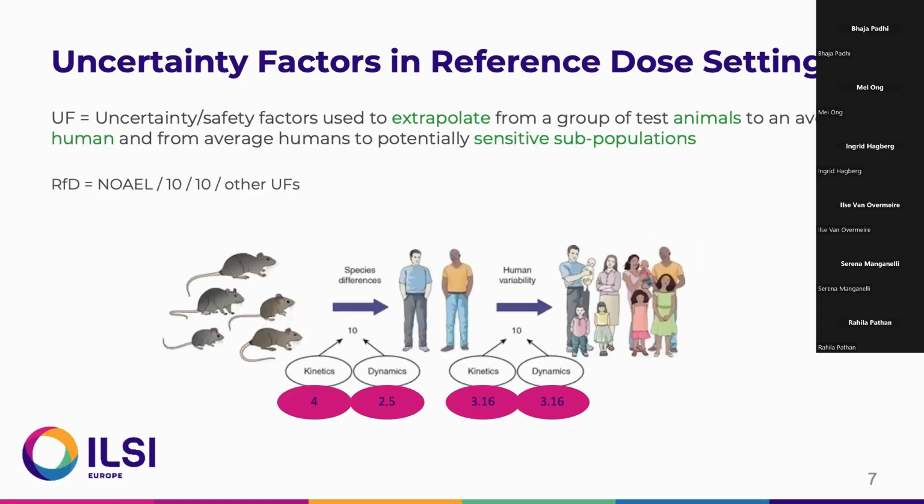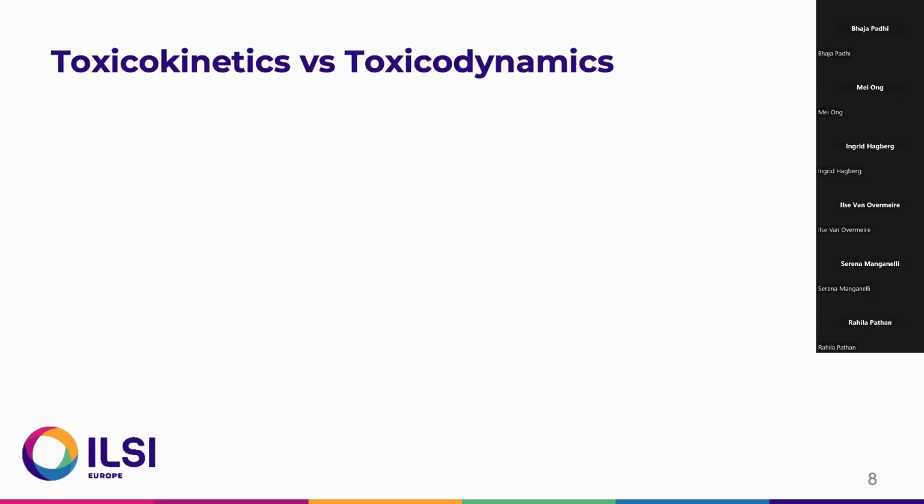At least we have done so in the past, and we use these uncertainty factors because we know that there's a difference in the way that an animal deals with a chemical, and that can be in two ways. The way that the body reacts to the chemical, that would be toxicodynamics, or the way that the body moves the chemical through it, and that's toxicokinetics.